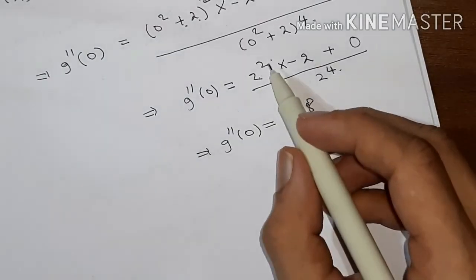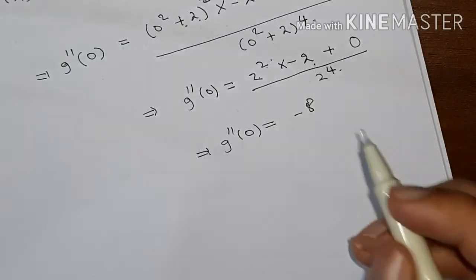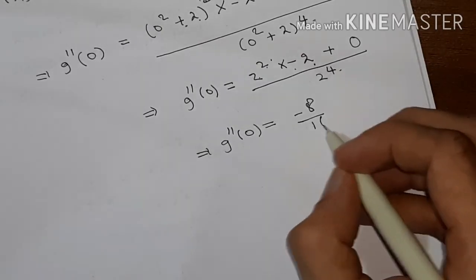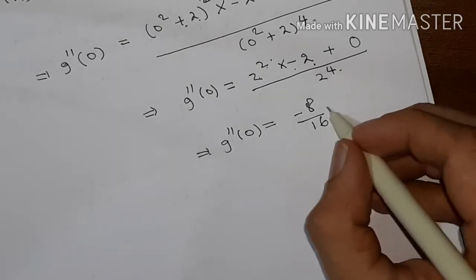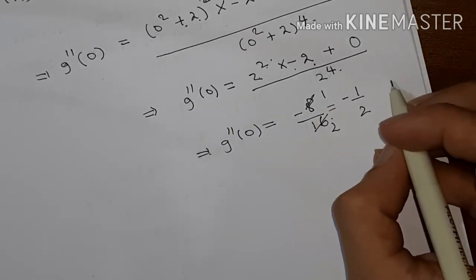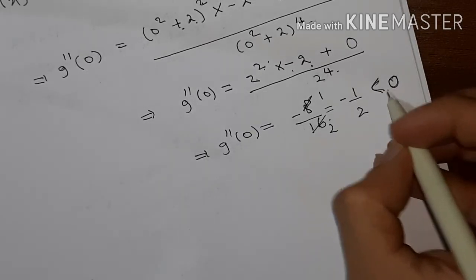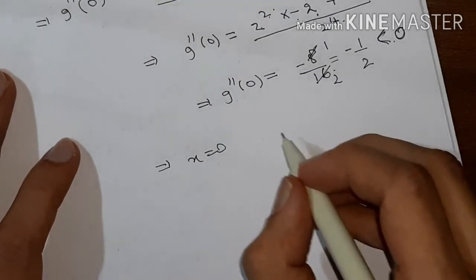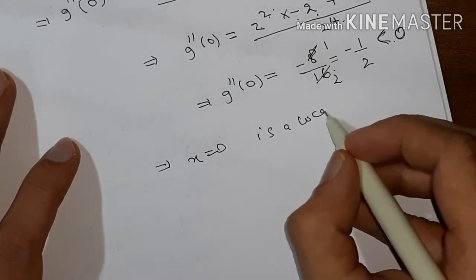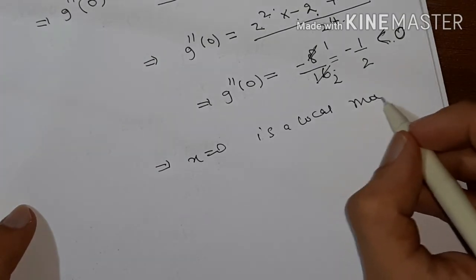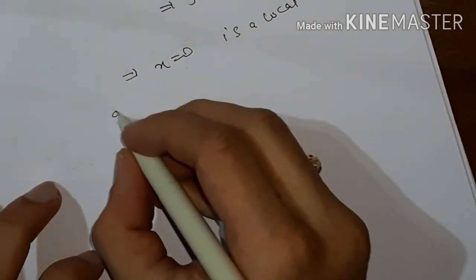Why? Because 2 square is 4 multiplied by 2 is 8 and minus is there, so minus 8 divided by 2 raised to 4 is how much? 16, okay. So that means 8 ones are 8, 8 twos are 16, so minus half, okay, less than 0. You are getting, right, minus half is less than 0. So what you get? X equal to 0, right, is a local maxima, okay, it is a local maxima, and the maximum value is what?